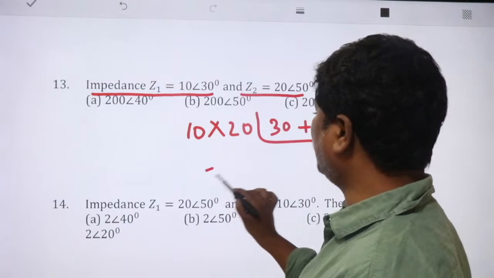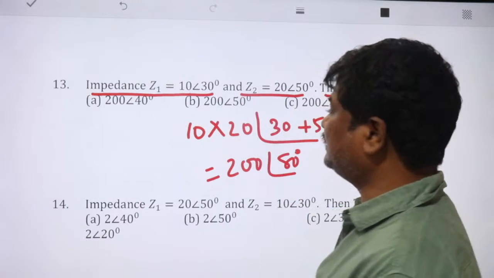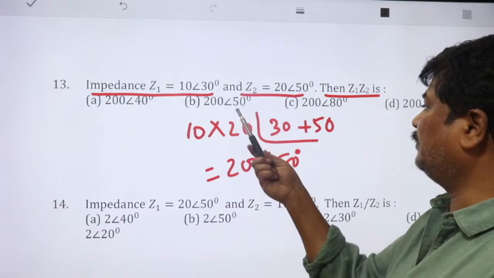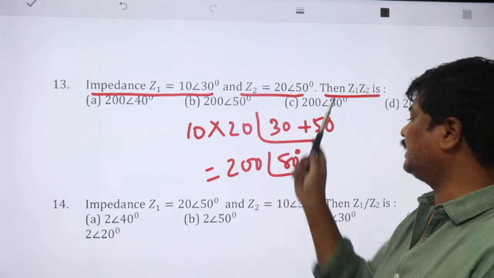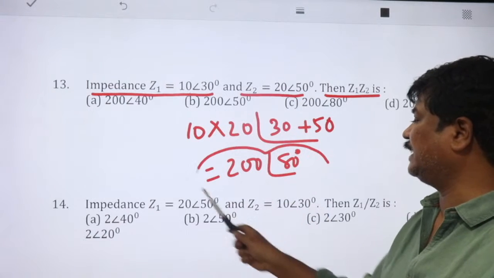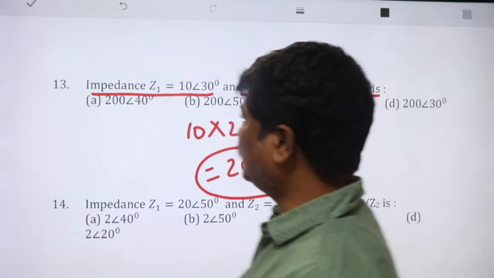How much does it become? 200 at an angle of 80 degrees. Where is this answer? 200, because for multiplication of angles we have to add 30 plus 50, which becomes 80. That is the answer. Next. What is the next question?